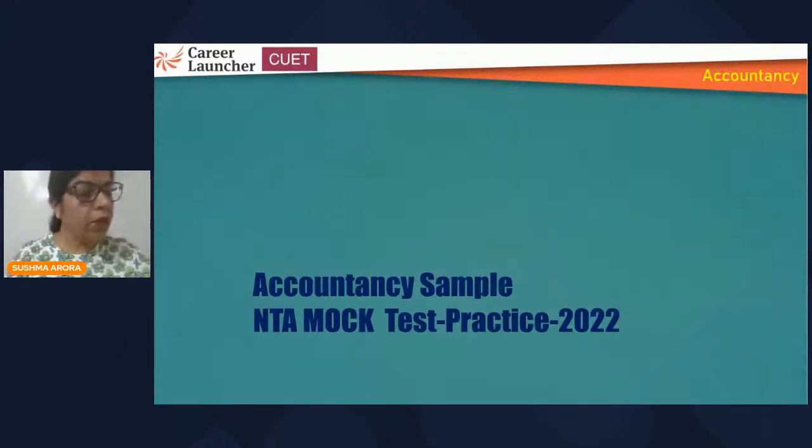Negative marking is 1 mark, but if you attempt the correct question, you will get 5 marks. So use your time wisely. Attempt the questions. 40 questions will be checked.